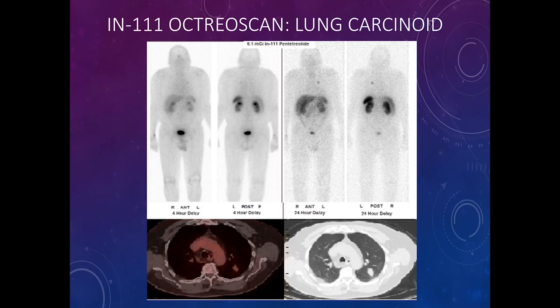And in this case, we acquired SPECT images and SPECT CT and superimposed them on each other. And you can clearly see that uptake corresponds to the lung nodule in the left upper lung field. Looks like it's left upper lobe. And it's consistent with a somatostatin receptor expressing tumor, most likely lung carcinoid, and it was proven to be lung carcinoid in this patient.